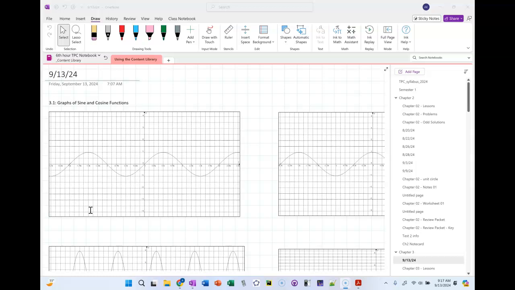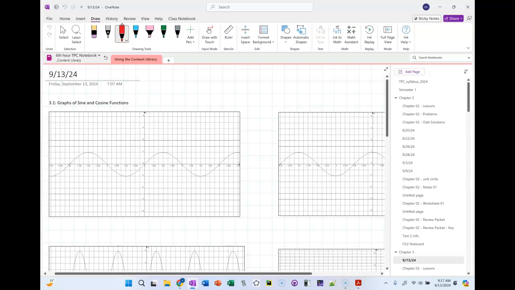All right. So chapter 3 is going to be about graphing these trig functions. We're going to start with sine and cosine graphing. This lesson will run more than one day, but that's fine. So what you're looking at right here is the graph of y equals sine x.